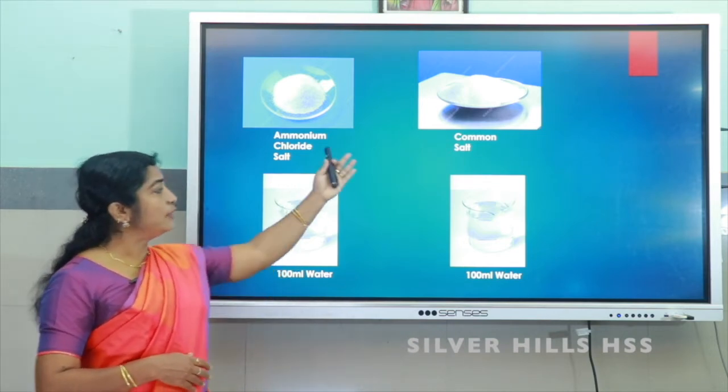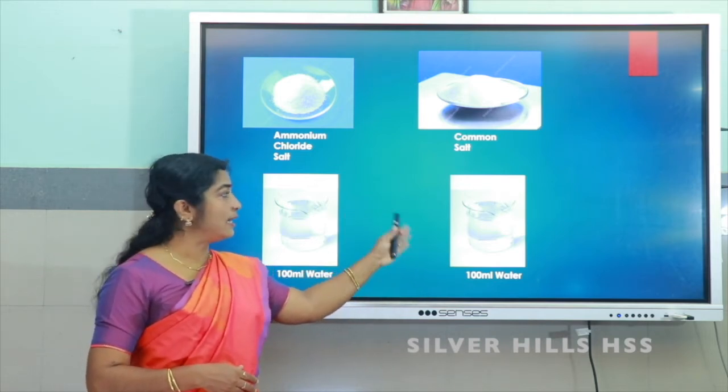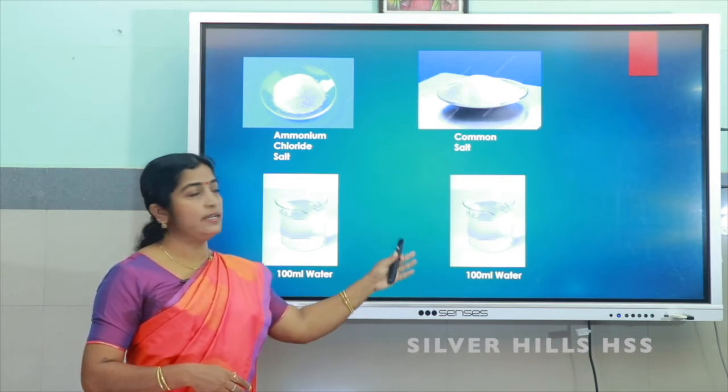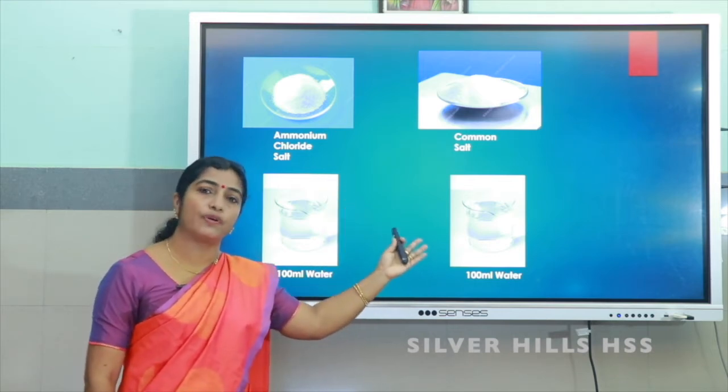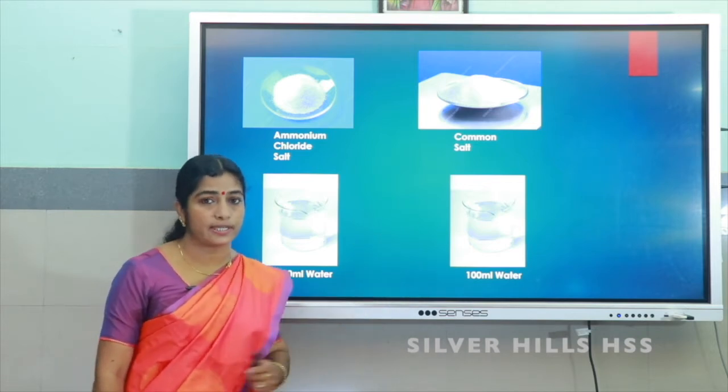Same way, add common salt in the other beaker. Okay, that is, add gradually till no more salt dissolves. It became a saturated solution of common salt. That is, more salt we can't add, they became saturated.